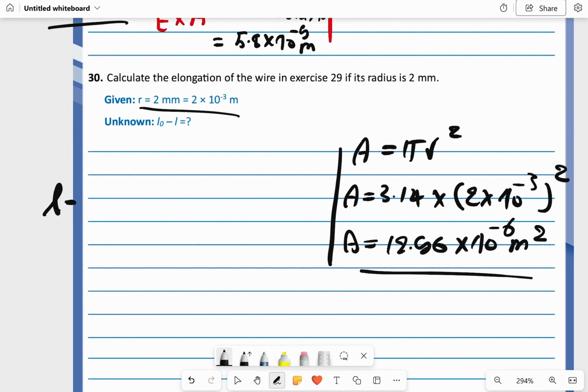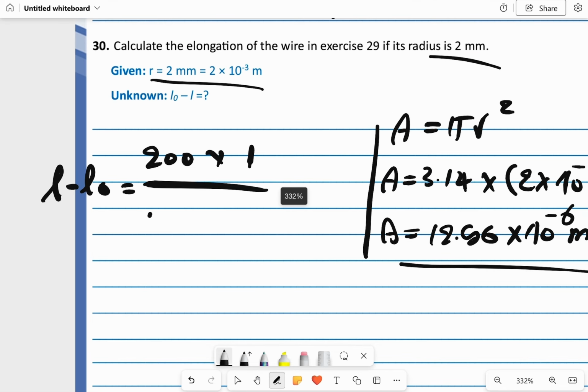So it says calculate the elongation of the wire if its radius is 2 millimeter. Then you have elongation, which is equal to 200 Newton multiplied by 1 divided by 1.1 times 10 to the power of 7.